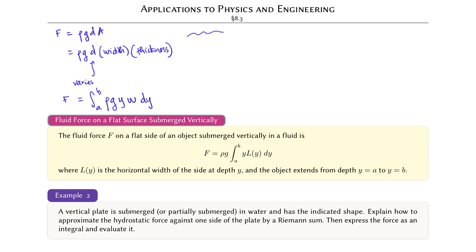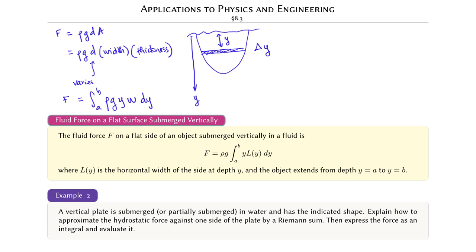Oftentimes, in a thin vertical plate, the width of the slice depends on how far below the water level the slice is. For example, in this figure, the width is longer for the slices near the surface of the water. Thus, the width is a function of y.